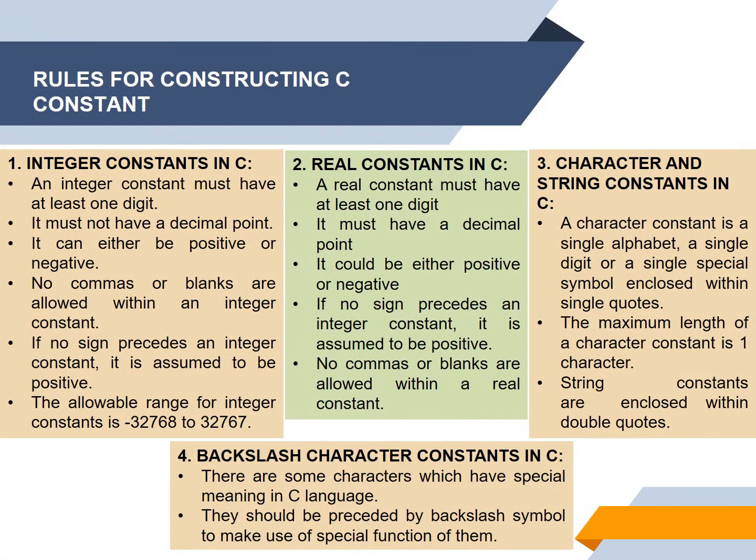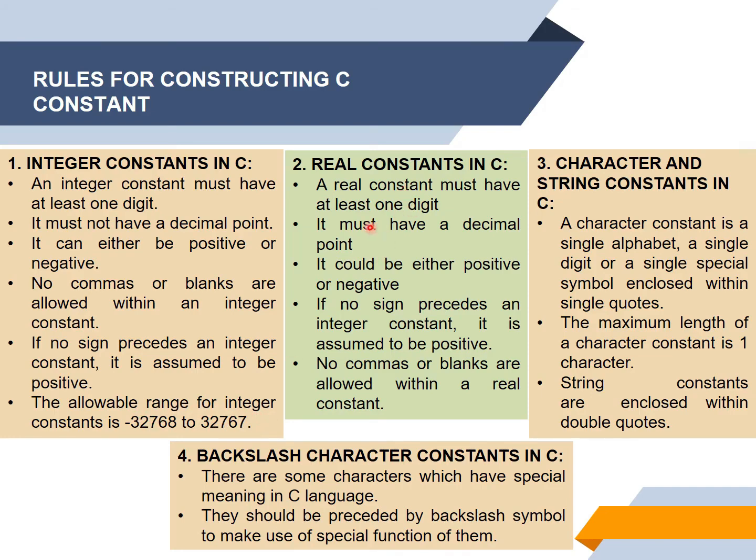These are the rules for constructing C constants. Integer constants must have at least one digit. It must not have a decimal point. It can either be positive or negative, but it should not contain commas or blanks. If no sign precedes it, it is assumed to be positive. This is the range of the integer data type to have a constant.